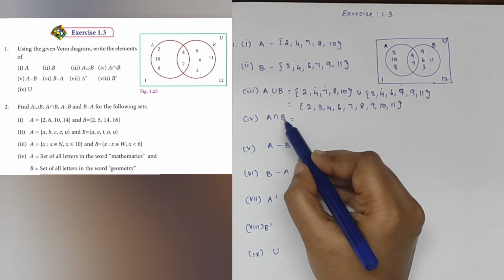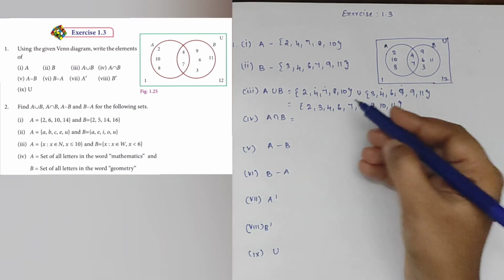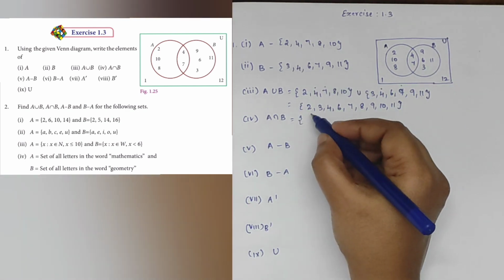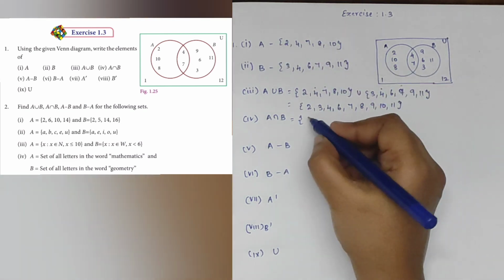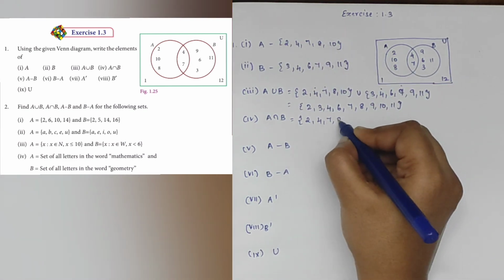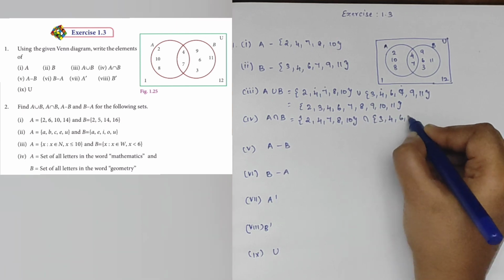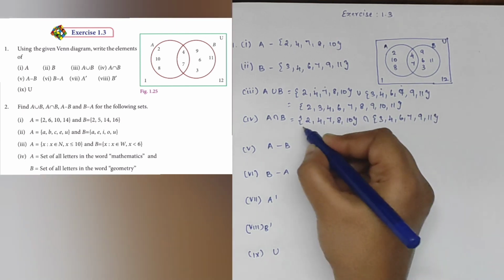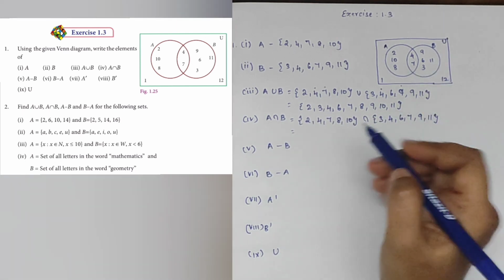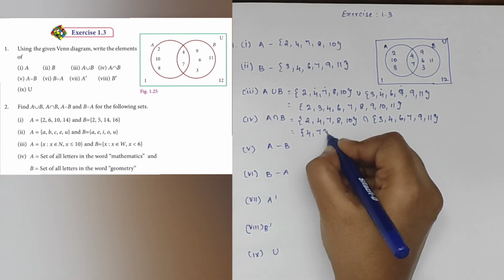We have to list out only the common elements. So what is common here? 4 and 7 are common. So first let's write the elements which are given for A. That is 2, 4, 7, 8, 10 intersection B, that is 3, 4, 6, 7, 9, 11. Now write only the common elements, that is 4 and 7. That is the answer. Okay.